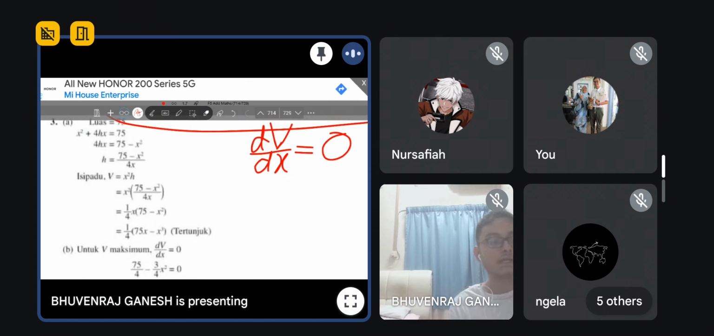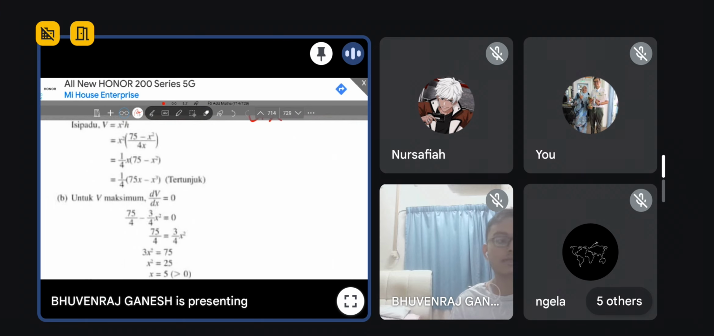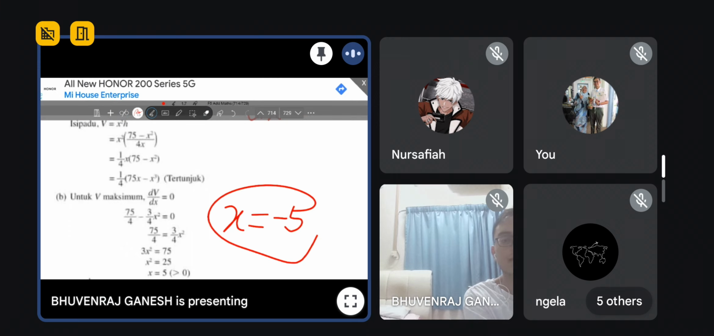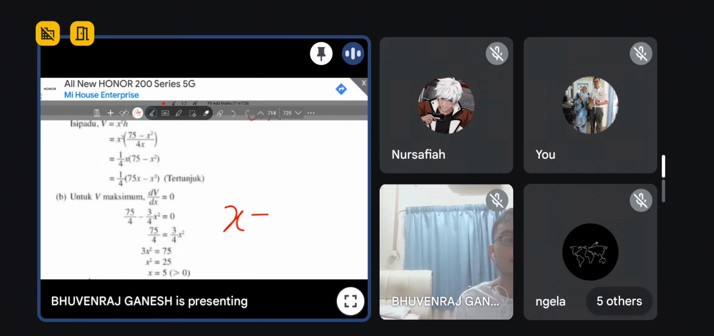75 over 4 minus 3 over 4 x square. Okay, then you solve until you get x. Kamu dapat nilai x dulu. So guys, why x cannot equal to negative 5? Can you tell me? Kenapa yang ni tak boleh? Because you have x square. Correct. Okay, when we talk about length must be positive. Panjang kena positive. So negative you reject.